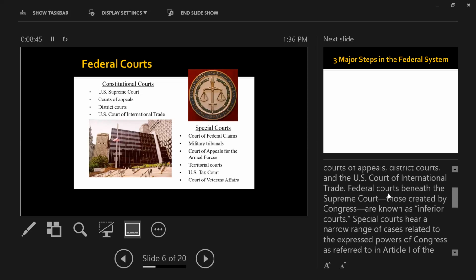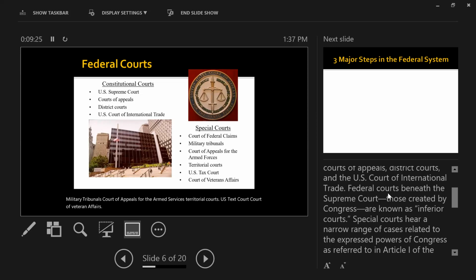So constitutional courts are the U.S. Supreme Court, Court of Appeals, district courts, and the U.S. Court of International Trade. The special courts just focus on one specific issue. So we have the Court of Federal Claims, military tribunals, Court of Appeals for the Armed Services, territorial courts, U.S. Tax Court, Court of Veteran Affairs.